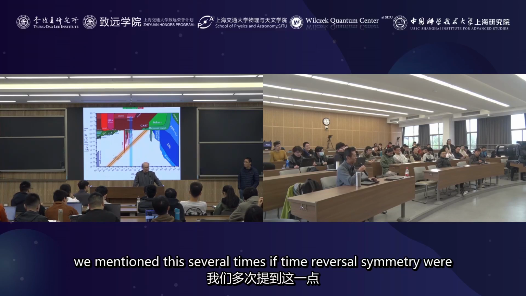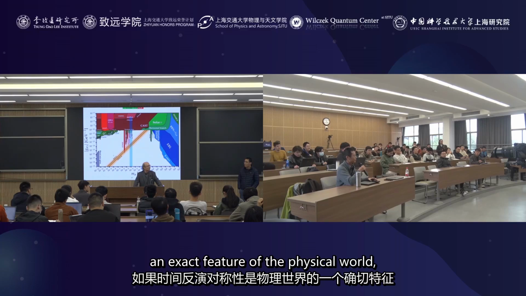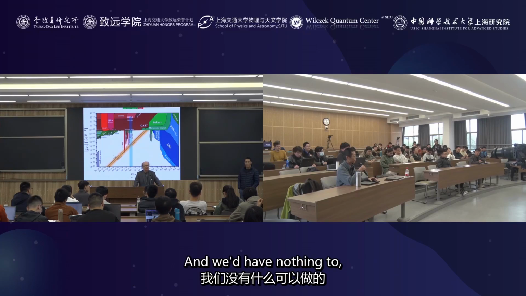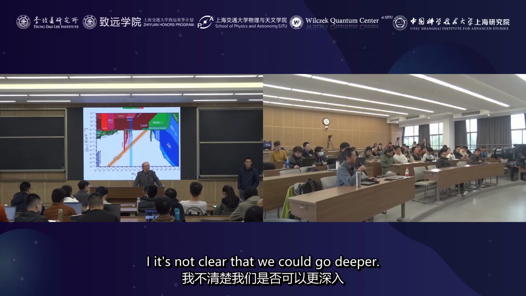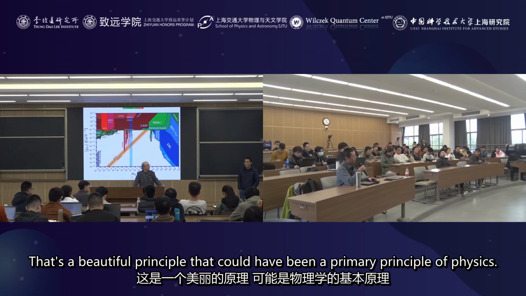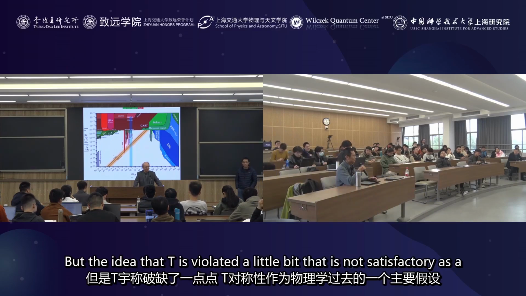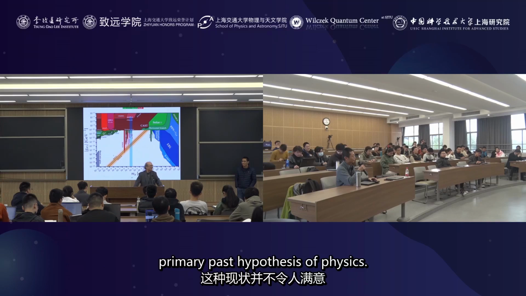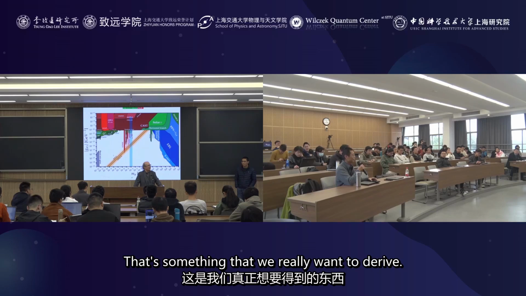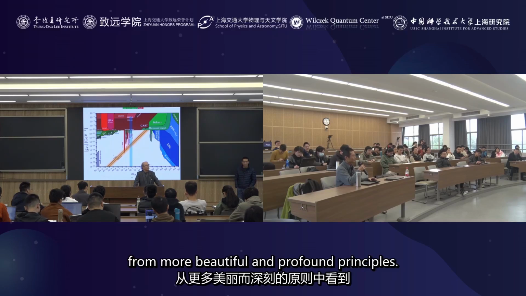If time reversal symmetry were an exact feature of the physical world, that would be lovely, and we'd have nothing to explain. That's a beautiful principle that could have been a primary principle of physics. But the idea that T is violated a little bit is not satisfactory as a primary hypothesis of physics. That's something that we really want to derive from more beautiful and profound principles.